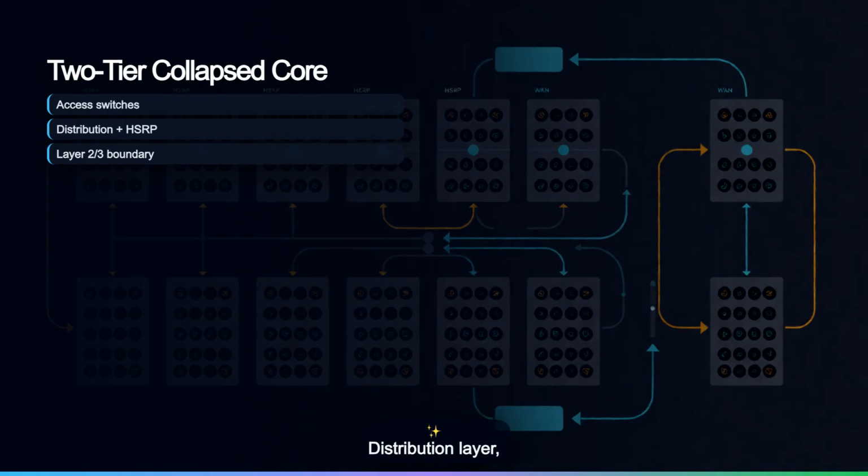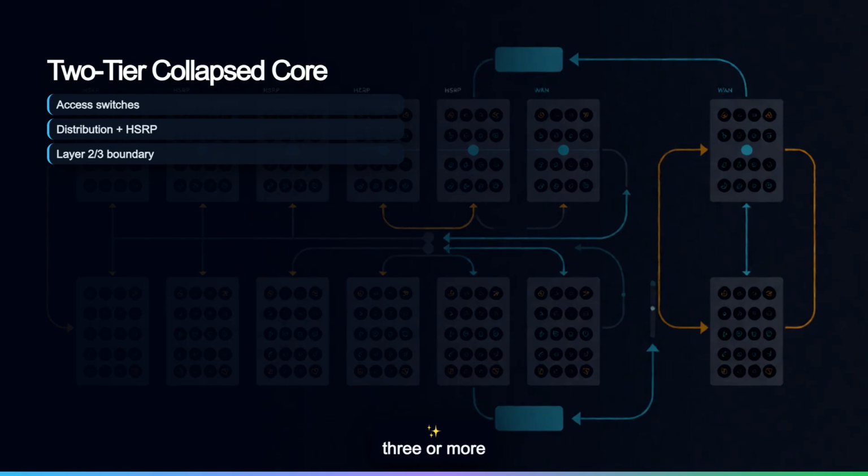Distribution layer, the border between layer 2 and layer 3. Access switches trunk up to distribution. Distribution routes to the WAN and internet. This layer aggregates connections. And crucially, it provides redundancy. 2 distribution switches, 2 uplinks, first-hop redundancy protocols like HSRP.